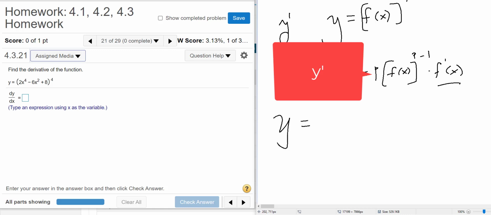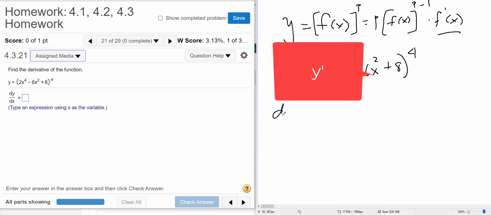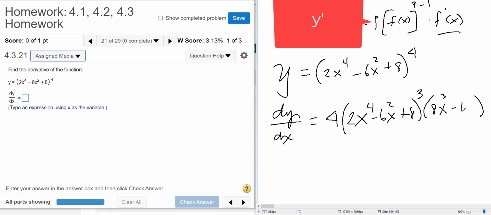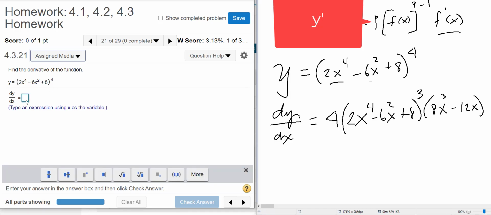So if I have y equals 2x to the fourth minus 6x squared plus 8, all raised to the fourth, my dy/dx, my derivative of y with respect to x, is the power times this whole polynomial base to the power minus 1. Now I have to take the derivative of that base, 8x to the third minus 12x. So I use the power rule on those first two terms. Sometimes these can be simplified a little bit, but this one should be fine just like this. 2x to the fourth minus 6x to the second plus 8, that's all to the third power. And then 8x to the third minus 12x.